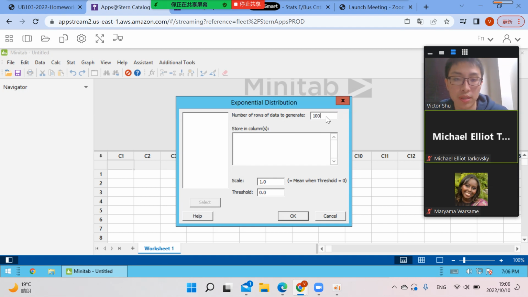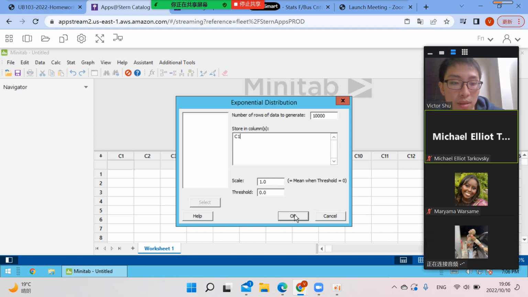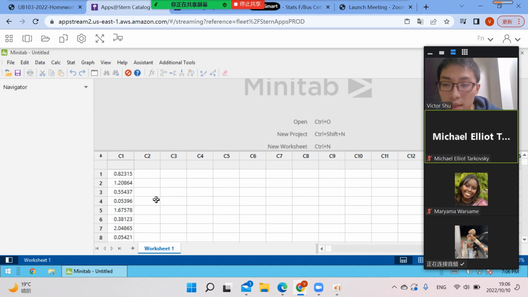You want to generate 10,000 data. I store in the first column, C1, the scale, which is the parameter in the homework, is 1.0. That means the 10,000 random data I'm generating have a mean of 1, and they are exponentially distributed. I click on OK, and here I have 10,000 data.